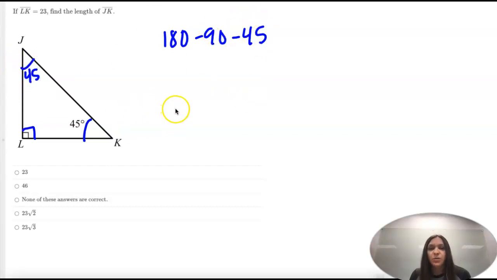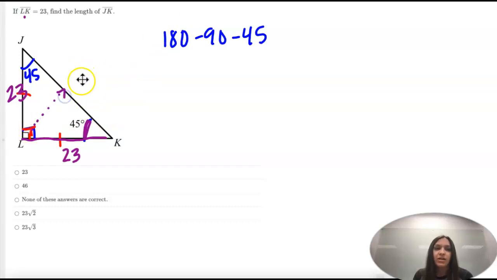And what happens when we have two 45-degree angles? We have two sides that are the same length as well, these legs that make up the right angle. So let's see what we're trying to find. If LK is 23, so this side is 23, then because of the 45-degree angle, this side is also 23. And then the hypotenuse, the one across from the right angle, is whatever this side length is, times the square root of 2.